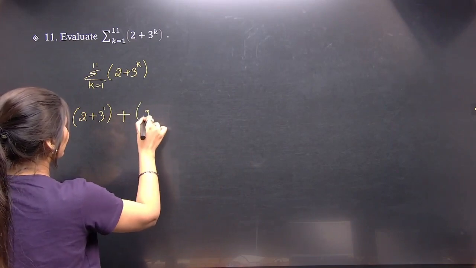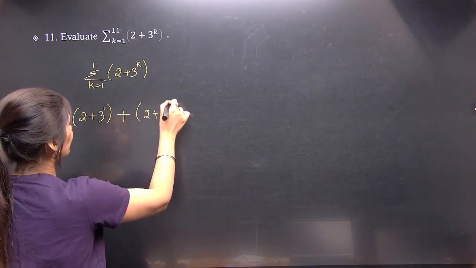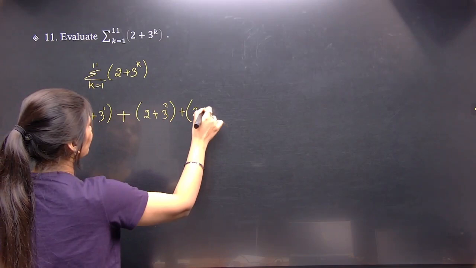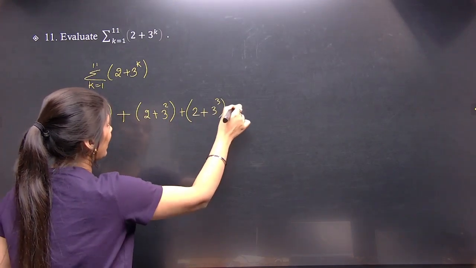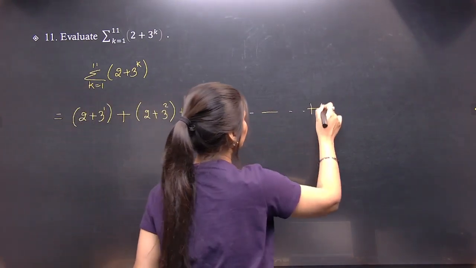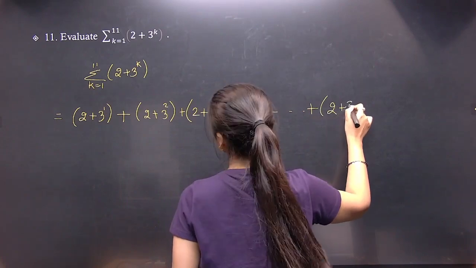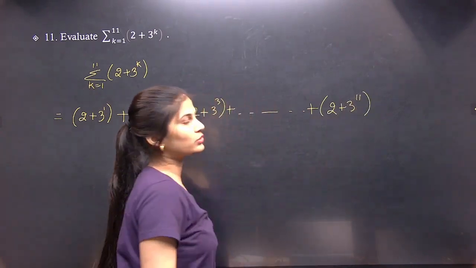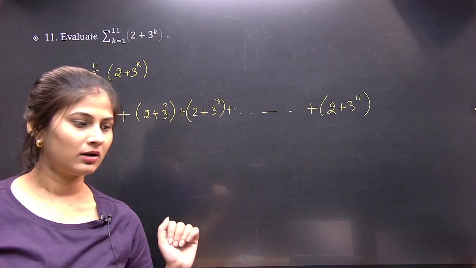Then again 2 plus 3 to the power 2. Then again 2 plus 3 to the power 3, and you will go on like this, and at the end it is 2 plus 3 to the power 11. So this is the complete data given in the question.